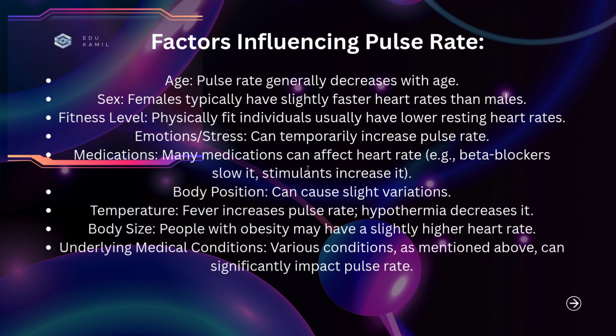Factors influencing pulse rate. Age. Pulse rate generally decreases with age. Sex. Females typically have slightly faster heart rates than males. Fitness level. Physically fit individuals usually have lower resting heart rates. Emotions, stress, can temporarily increase pulse rate. Medications. Many medications can affect heart rate, e.g., beta blockers slow it, stimulants increase it. Body position can cause slight variations.